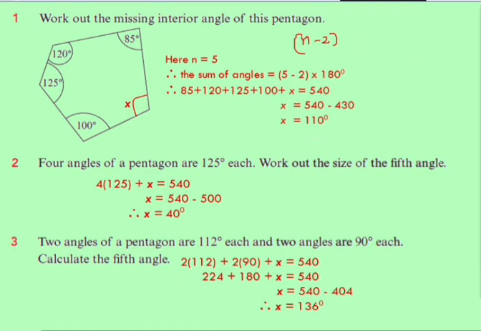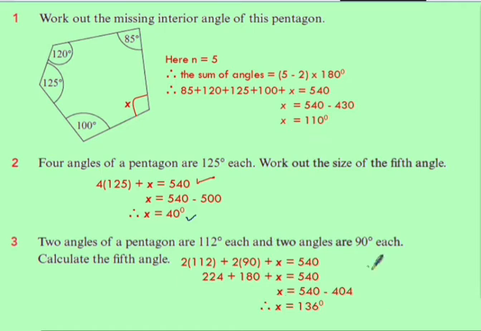Now let us go for the second question. It says 4 angles of a pentagon are 125 each. So either you write 125 plus 125 plus 125 plus 125 and then x, the fifth one. Or the nice way is 4 into 125, because 4 angles are 125, plus x is 540. The sum we already know, so we just put 540, and then x is 540 minus 500. So the answer is 40 degrees.